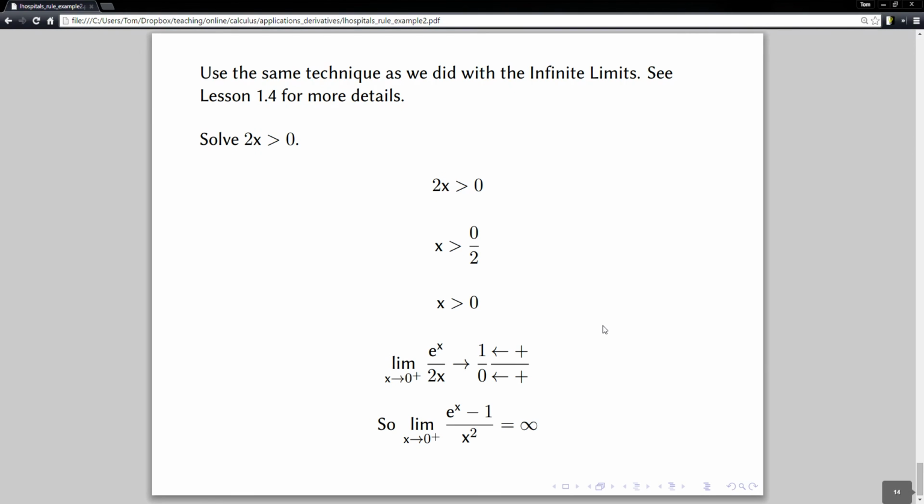So that tells us that the answer has to be positive infinity for this function, e to the x over 2x. And therefore, by L'Hopital's rule, the original limit, the limit as x goes to 0 from the right of e to the x minus 1 over x squared, also has to be infinity.